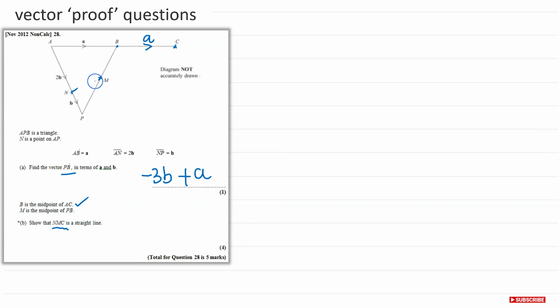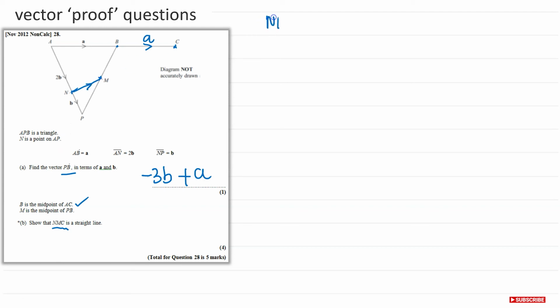So to show them as a straight line, first of all, we need to do two things. We need to show that NM and NC are multiples of each other, which means they are parallel. And the second part, we need to show that N or M, one of them, is a common point. So we need to show N is a common point. So let's just go ahead and find these vectors. Okay, so let's start with NM then.